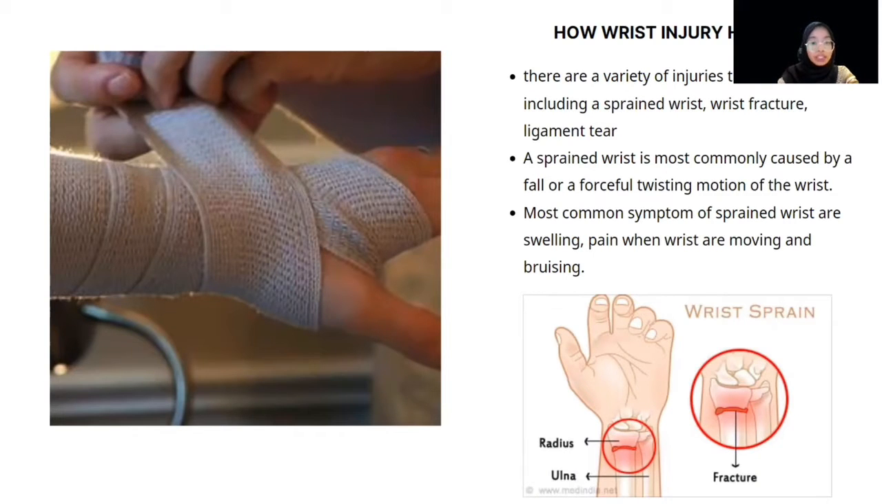Wrist is frequently injured and there are a variety of injuries that can occur, including a sprained wrist, fracture, ligament tear, and so on. A sprained wrist is most commonly caused by a fall or a forceful twisting motion of the wrist. Because many wrist injuries have similar symptoms, it can be difficult to determine the severity of your injury. A sprained wrist suggests a ligament has been stretched or torn. The most common symptoms of sprained wrists are swelling, pain when the wrist is moving, and bruising.